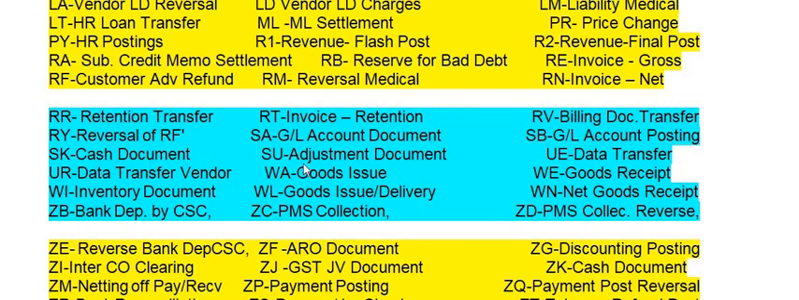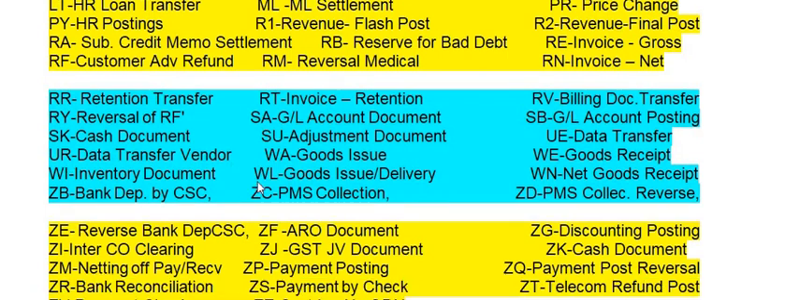SK is a cash document, adjustment documents, the data transfer document, UR is a data transfer vendor document. WA is a goods issue document. Once you post goods issue in SAP, then a separate document will be posted. The type of the document is WA. This is a GR document, goods receipt document, inventory document, and goods issue outbound delivery document, net goods receipt document.